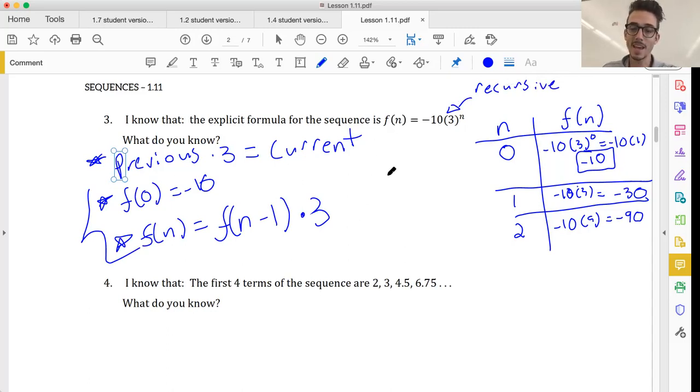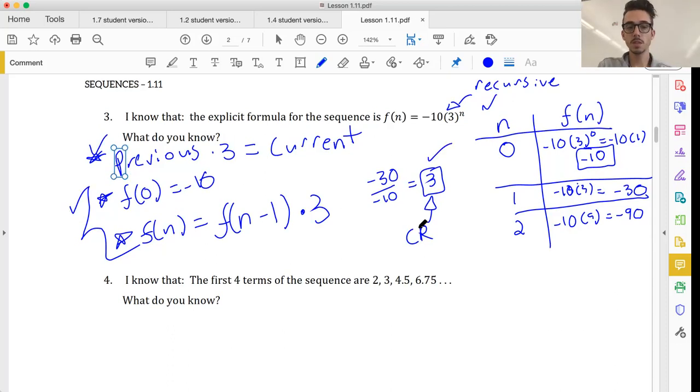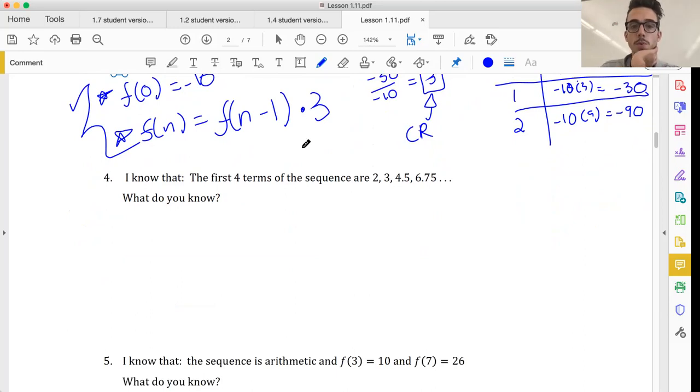We can get a common ratio of -30 over -10, which is +3. So that's our common ratio, or in this case, they call it the consistent ratio. I'm open to both, though. So we got the table, we got in words, we got explicit, we got our common ratio. Cool, I'm with it.